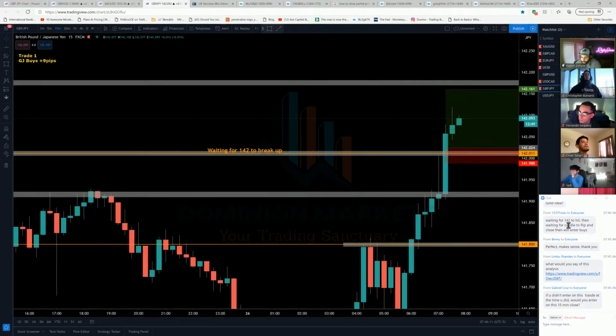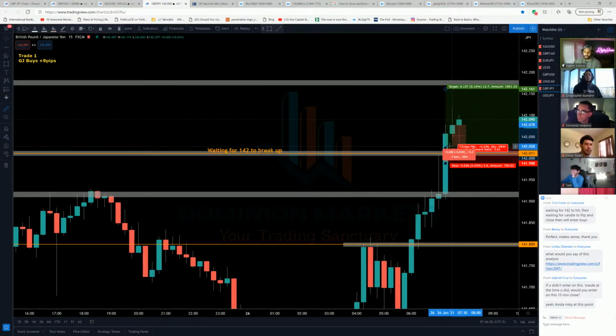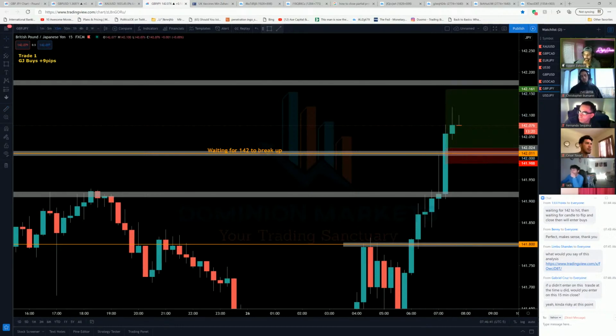If you didn't enter on this trade at the time you did, would you enter on this 15-minute close? No, I wouldn't enter on this 15-minute close because the stop is like 4 or 5 pips. It's below the 15-minute candle when the 30-minute candle is still open, and the 1 hour candle is about to close. So it's going to be better for you to wait for the 1 hour candle to close and the 30-minute candle to close, because at this point, then it's not enough range. It's like 9 pip range at this time. So you'll have to wait.